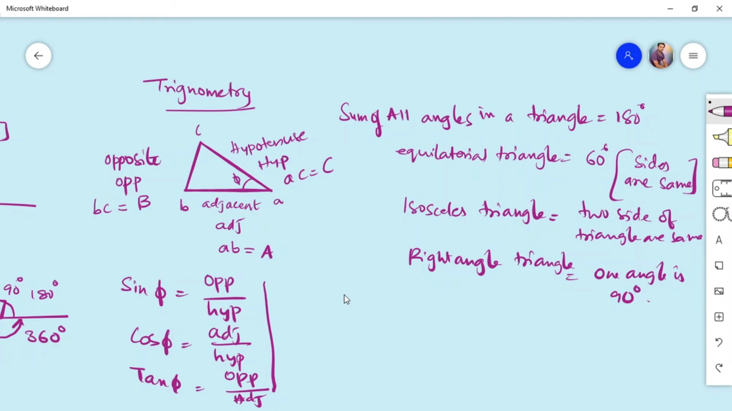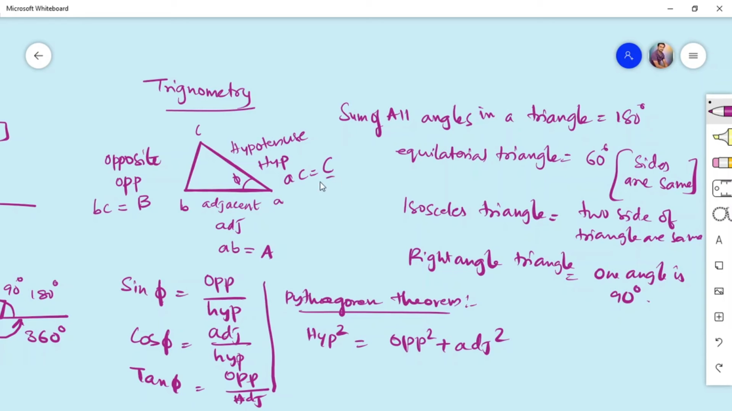Apart from this, we have the Pythagorean theorem. By using this we can find any side of a triangle. That means it states that hypotenuse, or in short we have mentioned HYP, so I will use that. Hypotenuse square equal to opposite square plus adjacent square. Okay. So, this is what the theorem states.